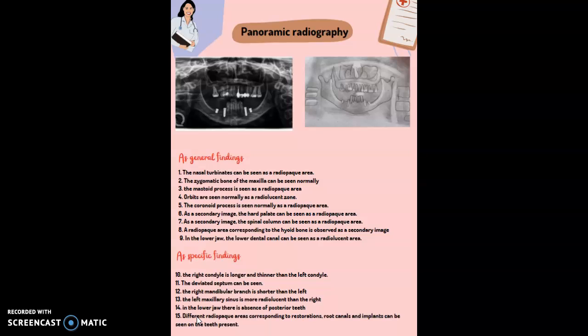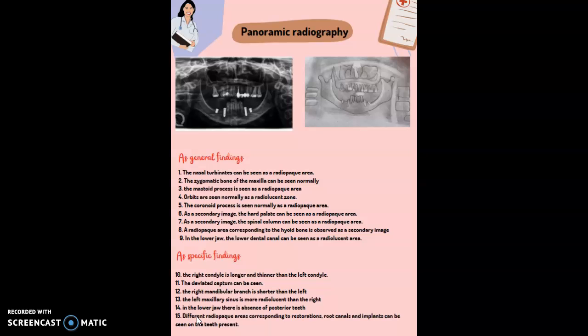2. The zygomatic bone of the maxilla can be seen normally. 3. The mastoid process is in a radiopaque area. 4. Orbits are seen normally as a radiolucent zone. 5. The coronoid process is seen normally as a radiopaque area.